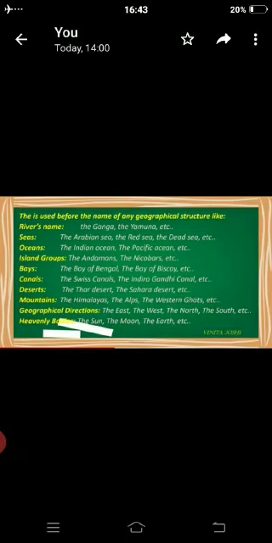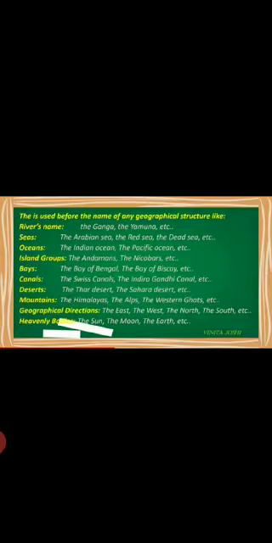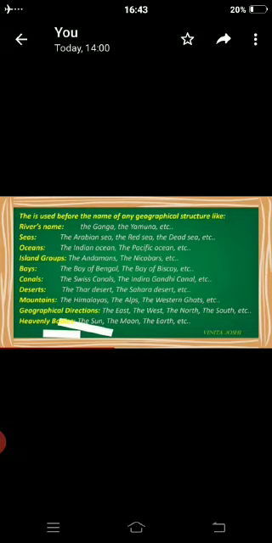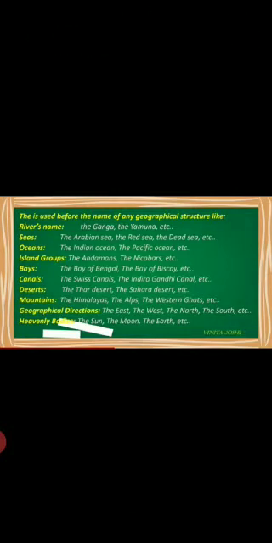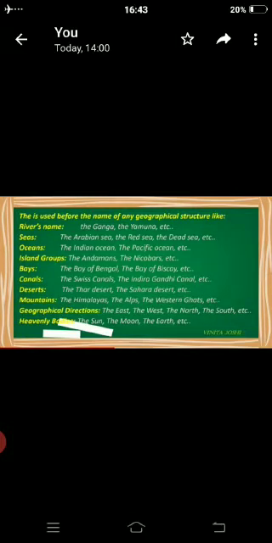THE is used before the names of deserts, the Thar Desert, the Sahara Desert. Before the names of mountain ranges, not before the mountain peaks, like the Himalayas, the Alps, the Western Ghats. So these are all mountain ranges. Before geographical directions also, the east, the west, right? Before heavenly bodies, this we have already discussed, the sun, the moon. So this is the application of the definite article THE.